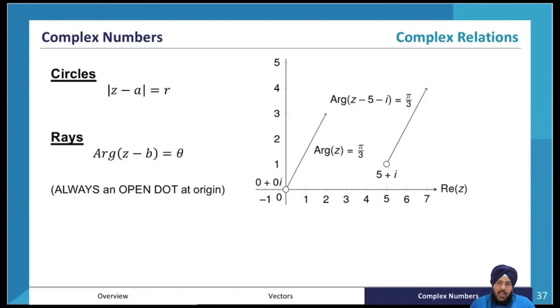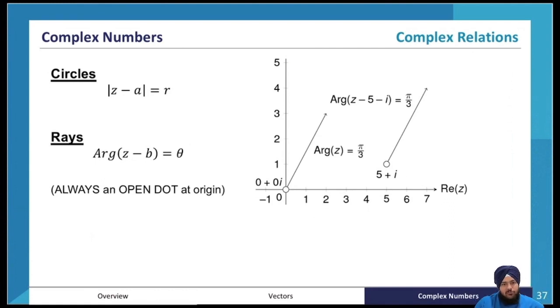Okay, so we have different types of relations that you will deal with within Special Maths. The first is a circle, probably the easiest one to identify. Z minus a, that's the common form: modulus of z minus a equals r.